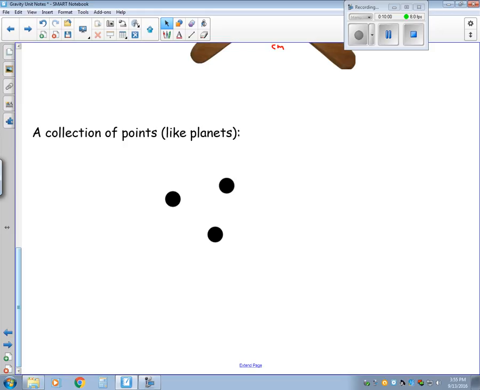If I have a collection of points like stars or planets, I could find the center of mass. It'd be very similar to the equation above, but the equation I showed you earlier only applies to two object systems. When you have more than two, it becomes a little more difficult.